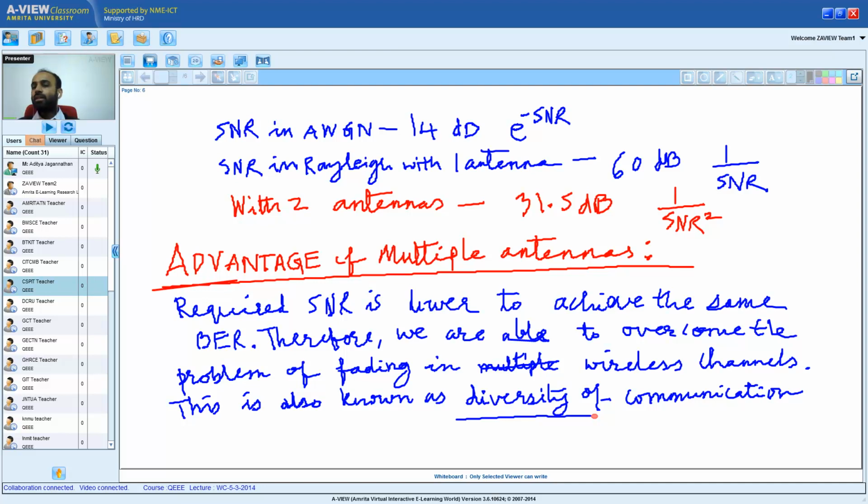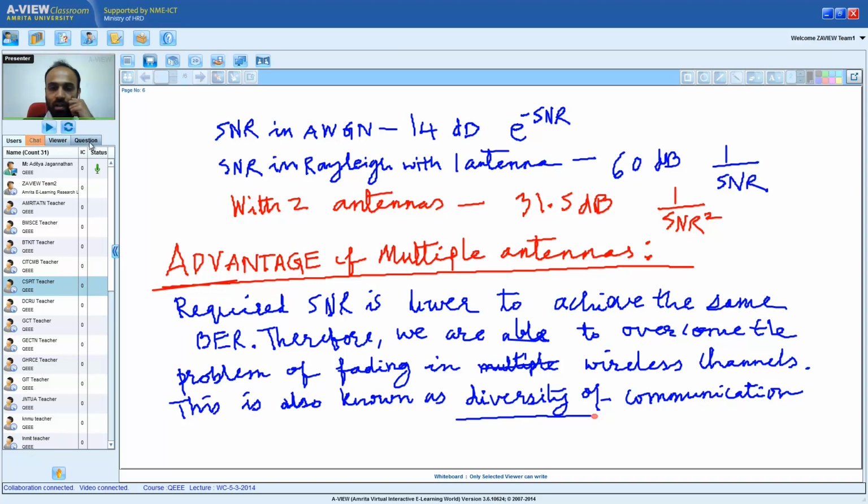By increasing the diversity, we are able to decrease the bit error rate of the wireless communication system. I'm getting a question that as the number of antennas increases, transmit power keeps decreasing further. That is correct. As the number of antennas increases, the transmit power keeps decreasing.